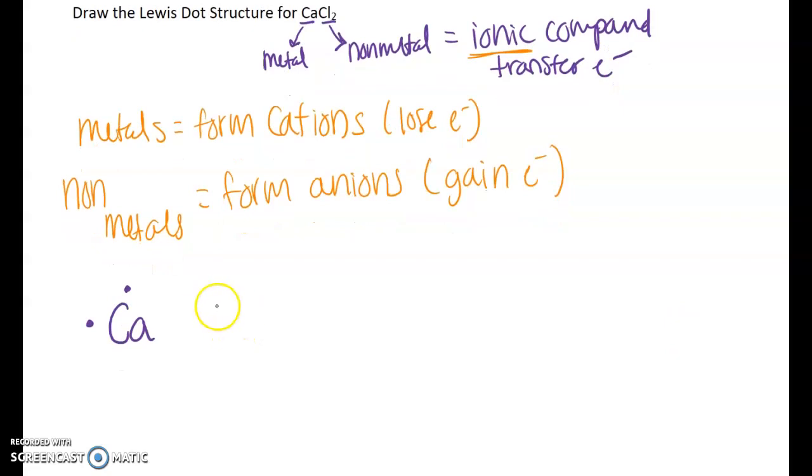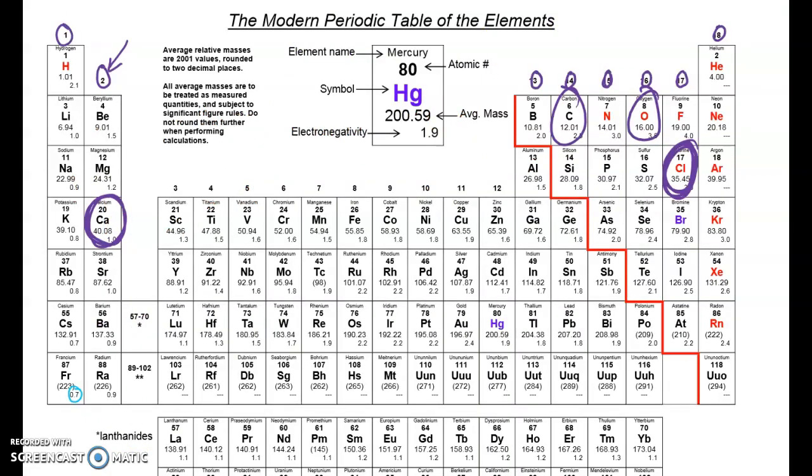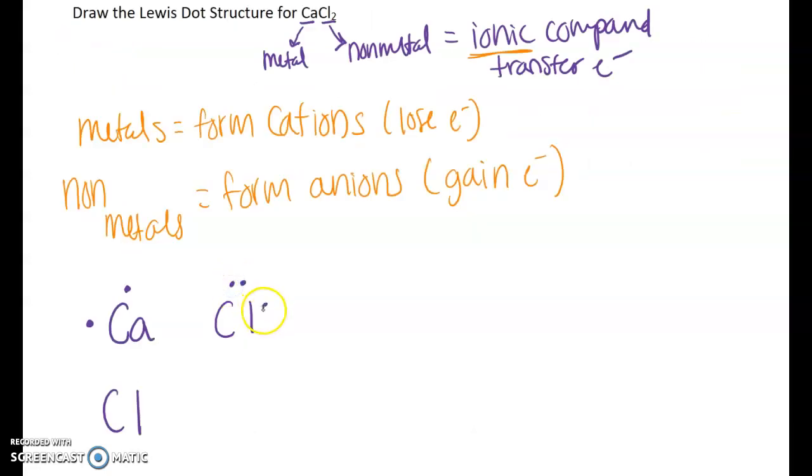For chlorine, I'm going to have 2 chlorines, and if I look on the periodic table, they are found in group 7, so they're going to have 7 valence electrons around them. And because we're going to be transferring electrons here, and you don't have to do this every single time, but I like for the beginning just to show where these electrons are going. So calcium likes to lose its electrons, and chlorine is going to like to gain its electrons. So calcium is going to give 1 to chlorine, and I forgot a dot here, there we go, and it's going to give the other one to the other chlorine.